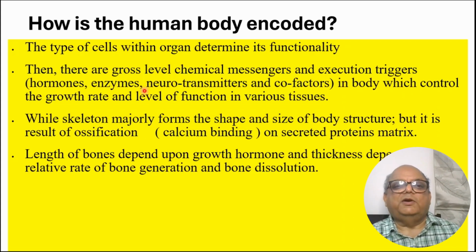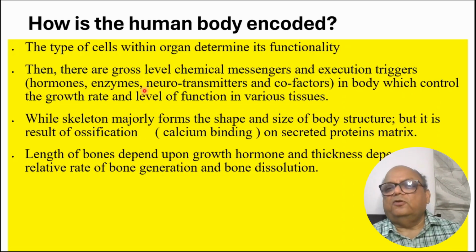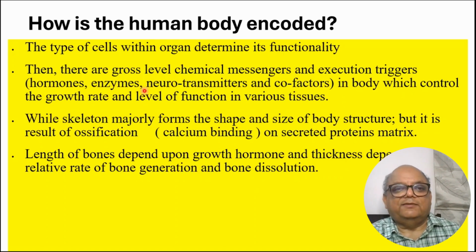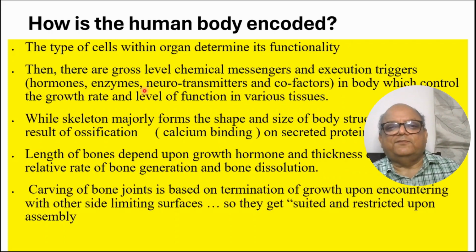But ultimately the shape of the body depends on bone. Length of bone depends on the level of growth hormone, and thickness depends on the relative rate of generation and dissolution, which is controlled by physiological macro parameters. It is not in the genetic code, it is outside that. It's a consequence of that. How that information comes from the genetic archive is a different matter. But yes, it's not clearly correlated with the genetic archive.